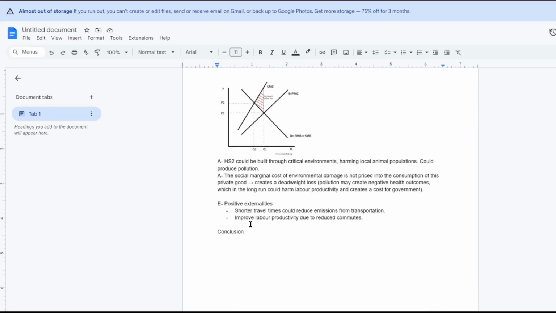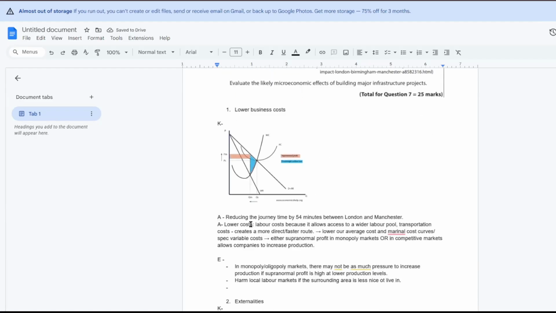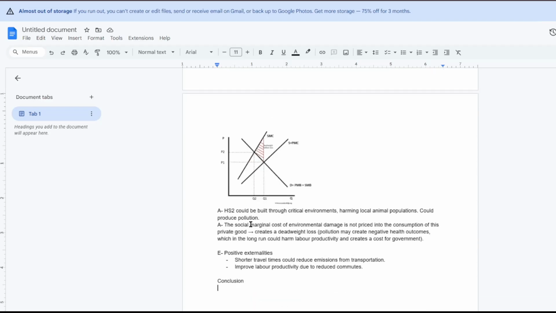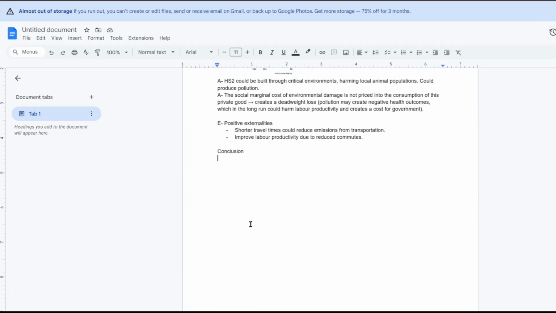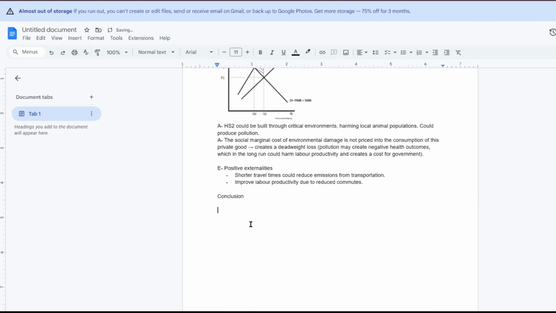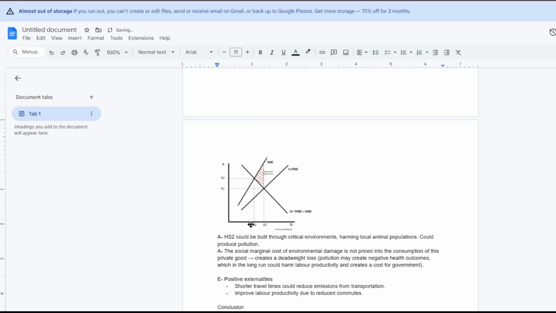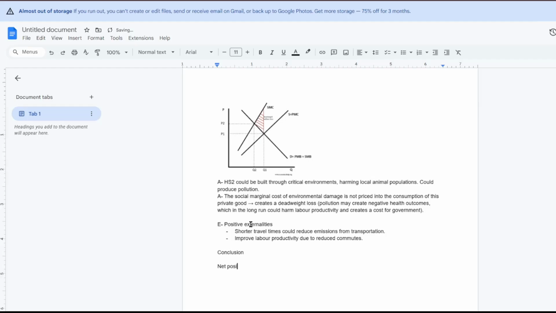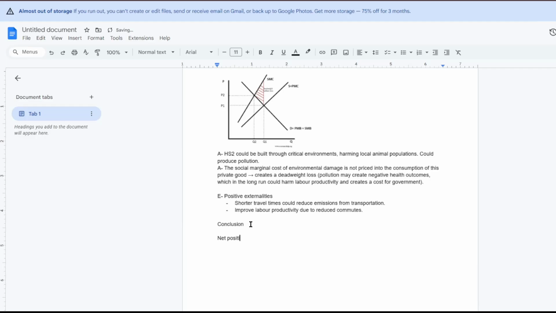Okay, and then our conclusion, right? The idea with the conclusion is, on balance, would a project like HS2 be more of a net positive or more of a net negative? Having explored the business cost angle and the externalities angle, we want to come to a conclusion where we weigh up positives versus the evaluations that we've offered, and we offer a final conclusion. In this case, I think it's going to be a net negative, a net positive, sorry. I think the benefits outweigh the harms. It's very expensive, isn't it? Let's say net negative.